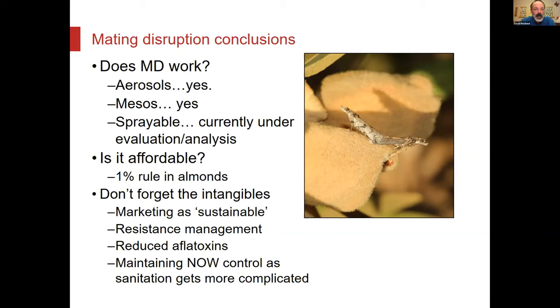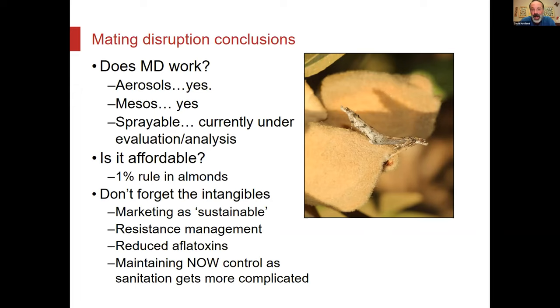Is it affordable? Yes. And I'm going to call it the 1% rule. If you don't use it and you have 1% damage, that was your break even. Now, you know, I've asked people, if you got 1% and you break even, should you have used it? And, you know, some people say, well, if you break even, it's not worth the effort. But anyone that would say that, you have to consider some of these intangibles. You know, what's the value of marketing? What you do is sustainable. Mating disruption is sustainable. Okay.